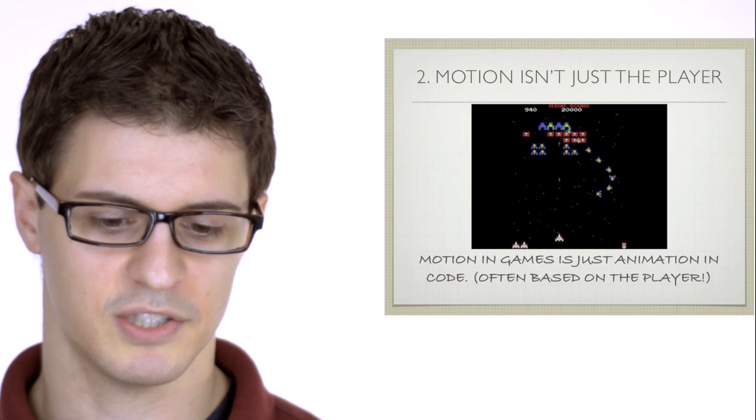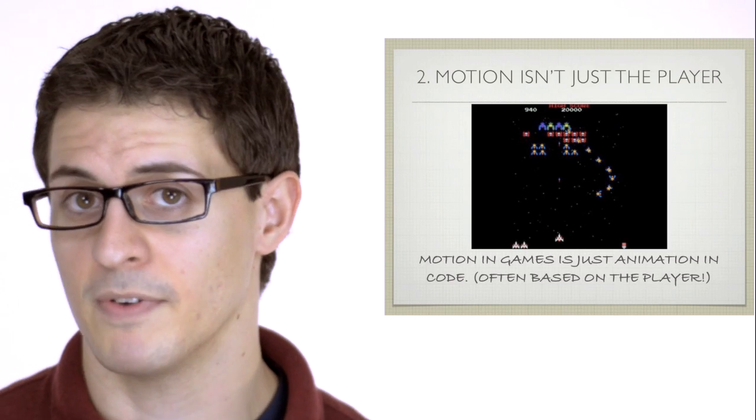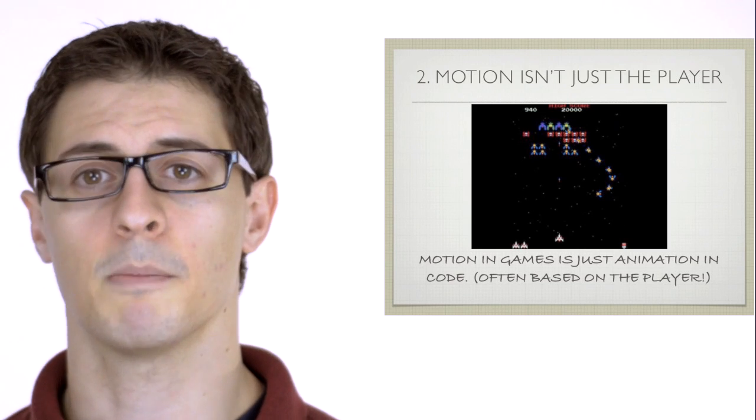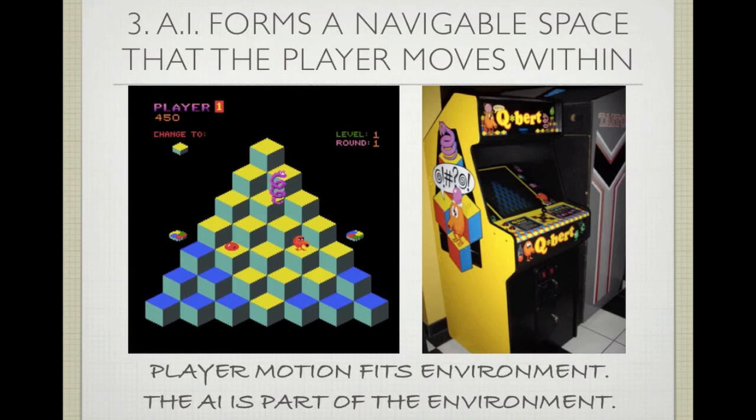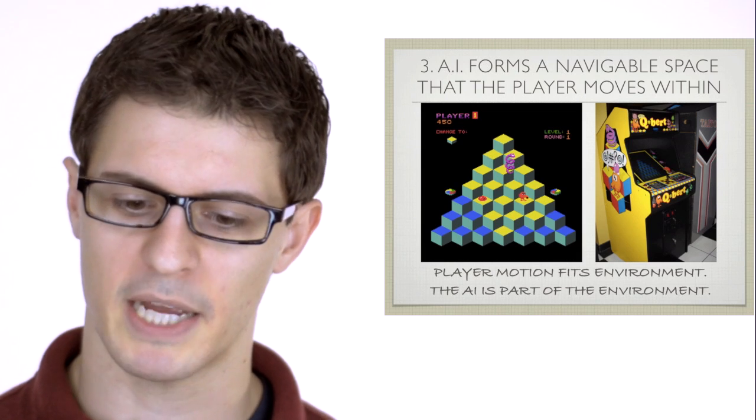Secondly, motion isn't just the player. As game developers, we're not only concerned with how the player moves, but also how the AI moves in relation to the player. And it's another thing, it's just animation that has some consideration to the player's location. And I'll show you, especially when we get towards the cutscenes near the end, why it's maybe useful to think about it that way.